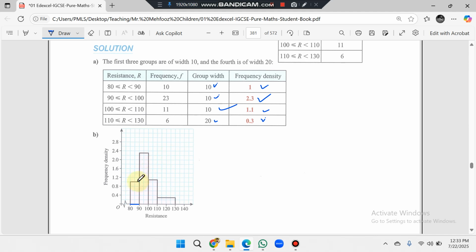So we plot a rectangle whose height is 1, and width 10 ohms, right? Also 90 to 100. So its frequency density is 2.3. So we draw this patch, and also for 100 to 110 this is 1.1, this one, and also the last is 0.3. So it means that its frequency density is 0.3 and its class width is 20. So we draw this rectangle. Understand this example or not?